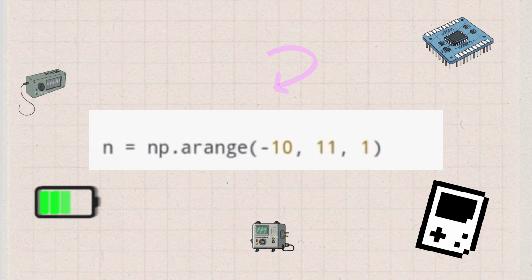Step 2. Defining the discrete time index. This line creates a sequence of integers from -10 to +10, representing our discrete time index n. Each value of n is like one sample in time. So instead of a continuous time axis, we have separate points, typical for digital or sampled signals.